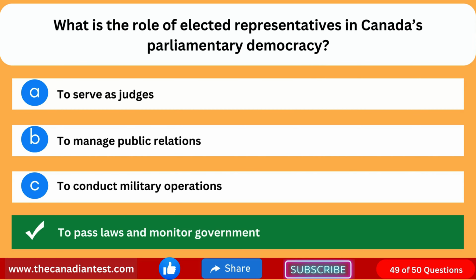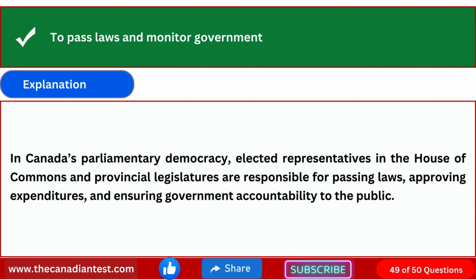The correct answer is to pass laws and monitor government. Explanation: In Canada's parliamentary democracy, elected representatives in the House of Commons and provincial legislatures are responsible for passing laws, approving expenditures, and ensuring government accountability to the public.